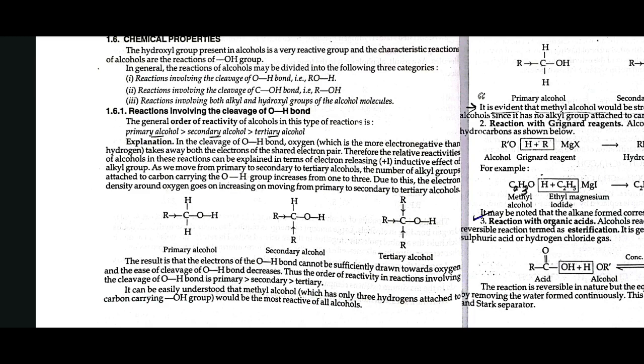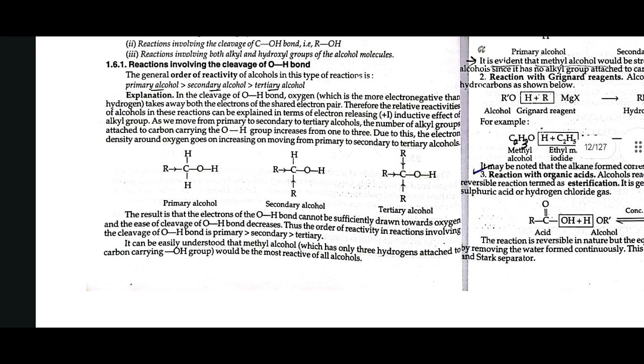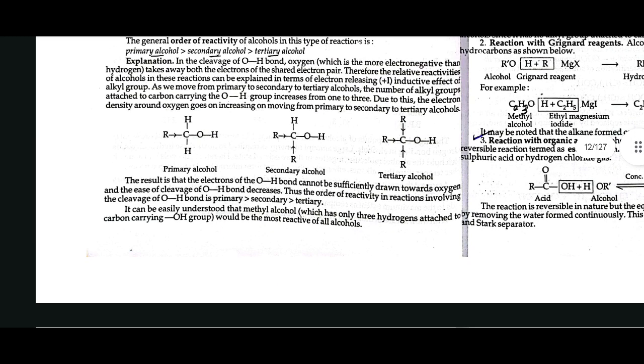As we move from primary to secondary to tertiary alcohol, the number of alkyl groups attached to the carbon carrying the OH group increases from 1 to 3. Due to this, the electron density around oxygen goes on increasing on moving from primary to secondary to tertiary alcohols. The result is that the electron of the O-H bond cannot be sufficiently drawn towards oxygen, and the ease of cleavage of the O-H bond decreases. Thus, the order of reactivity in the reactions involving the cleavage of the O-H bond is primary, then secondary, then tertiary.